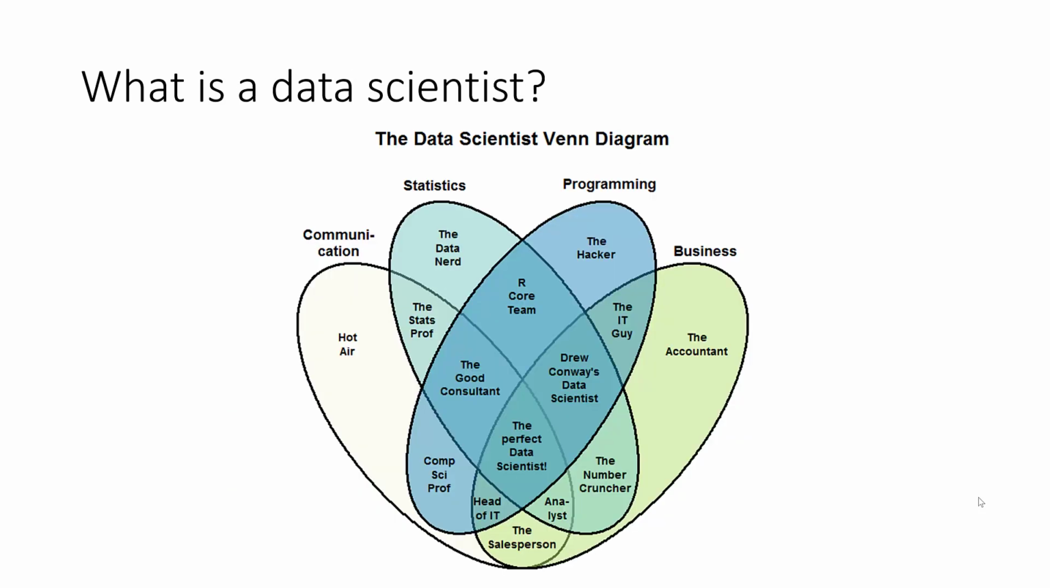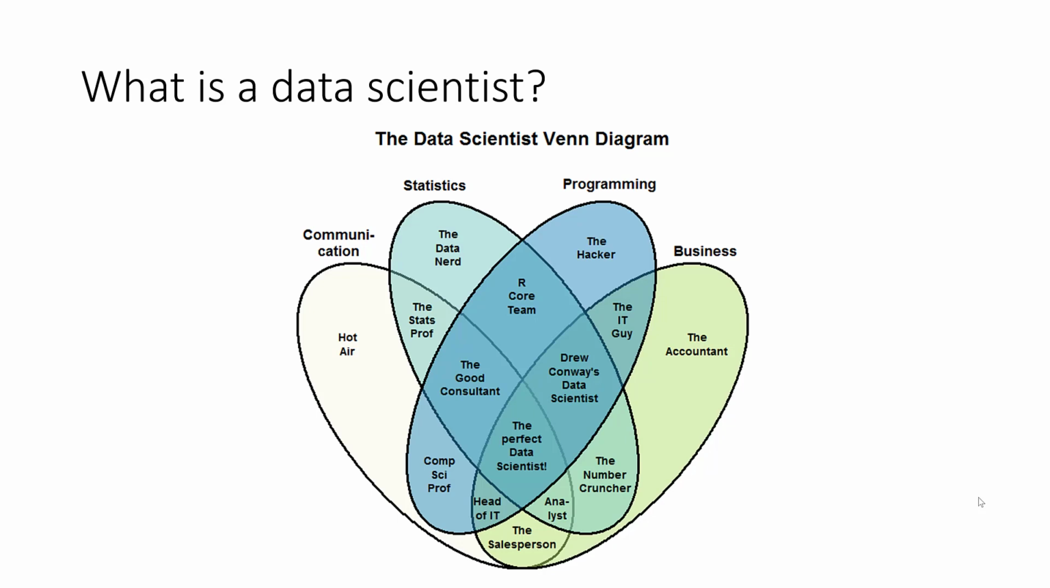This is also a Venn diagram, but it's capable of putting together 4 different categories and all the overlays that are involved. Some of these are kind of funny, but you've got your communication skills, your statistics skills, programming skills, and business skills as the 4 circles here. And if you don't have at least some combination of these 4, according to this diagram, at least, you can't be the perfect data scientist.